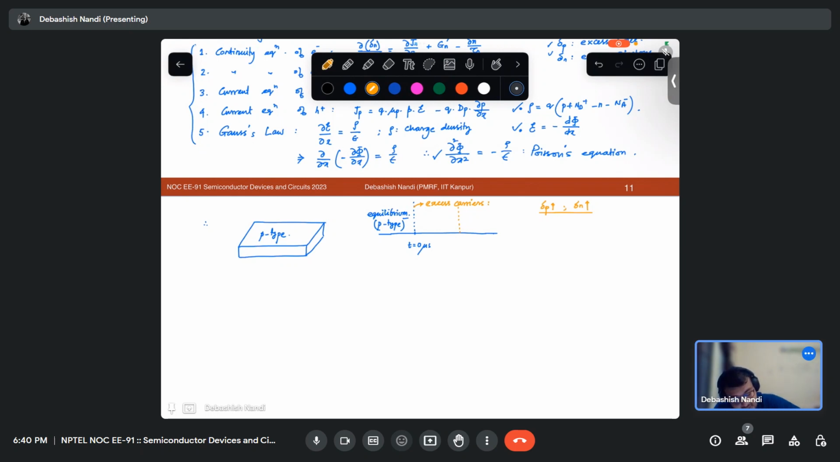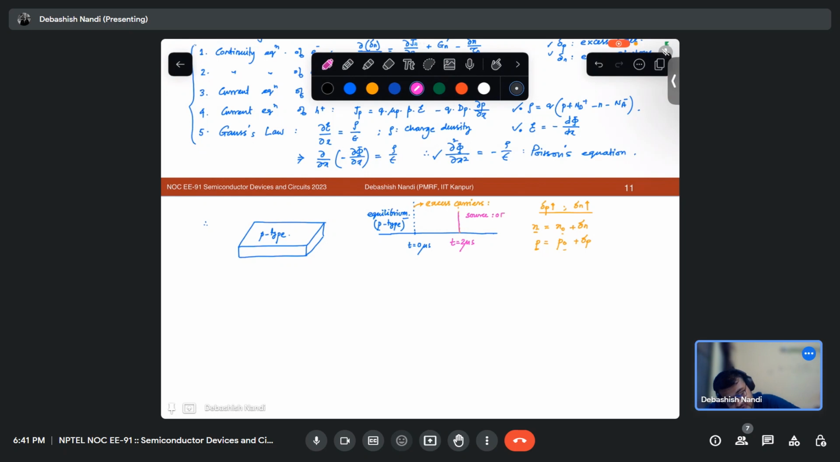That means your n would be n0 plus delta n, and your p would be p0 plus delta p. This suffix 0 denotes the equilibrium condition. And they are told that at t equal to 2 microseconds, this is again off. Source is off.